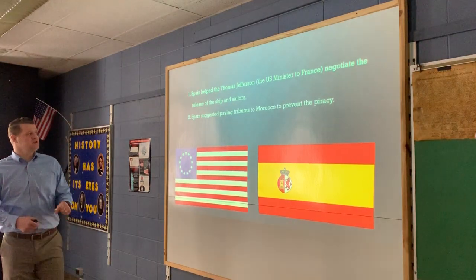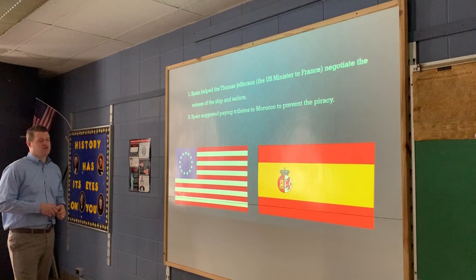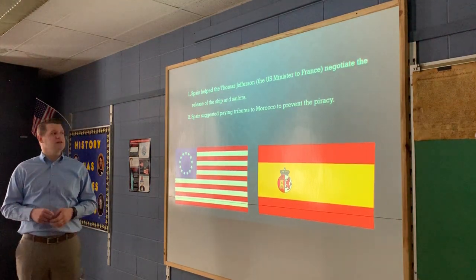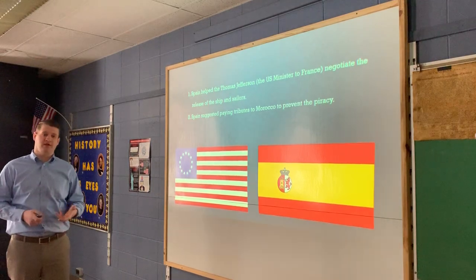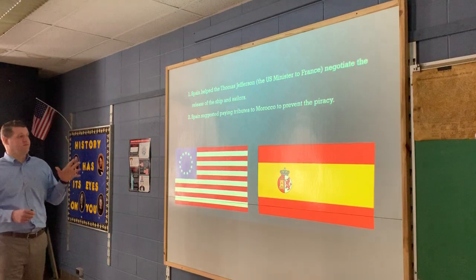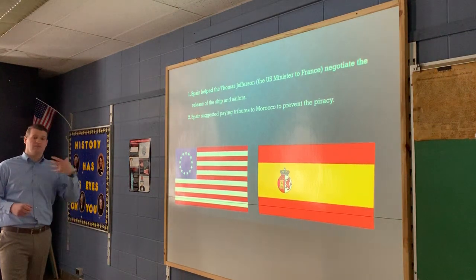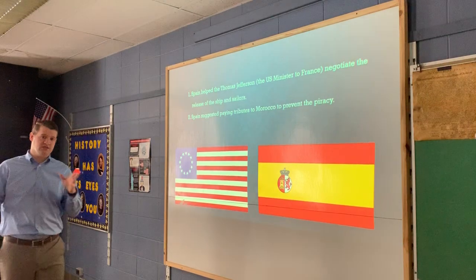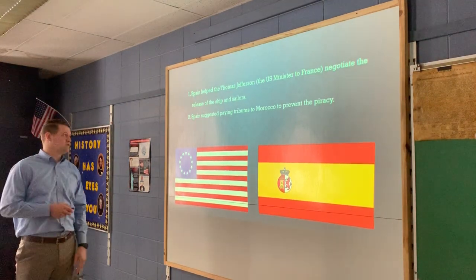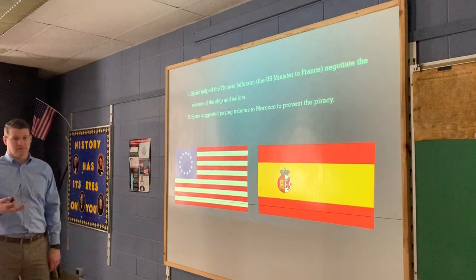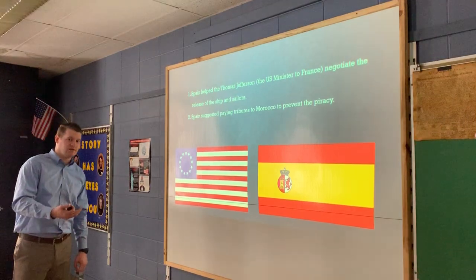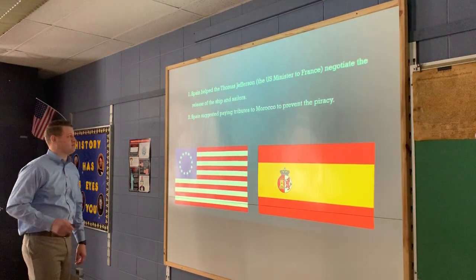So Spain suggested paying tributes to Morocco to prevent the piracy. So Spain and the other European countries would pay these tributes. They would pay this money, this ransom money, to the different Barbary Coast states, to the pirates, so that they'd prevent piracy from happening. They'd pay the money ahead of time so that the pirates wouldn't pirate their vessels. So Spain suggested to America, to Thomas Jefferson and the Americans, to pay the Moroccan pirates this tribute money, this ransom money, so that they would not attack their vessels.